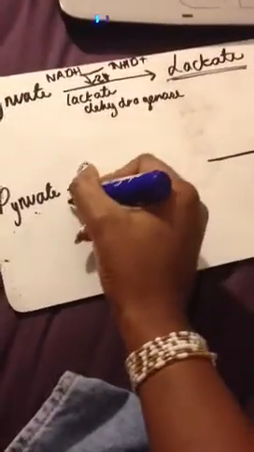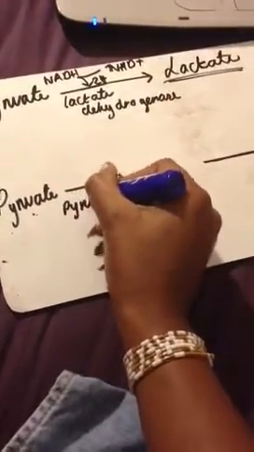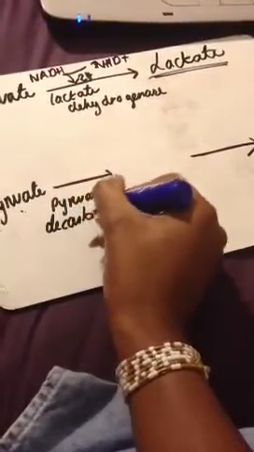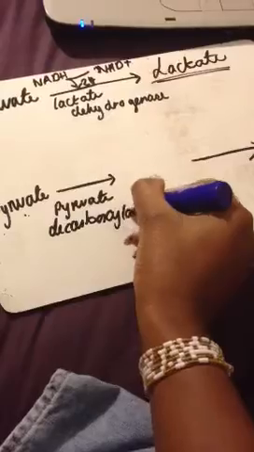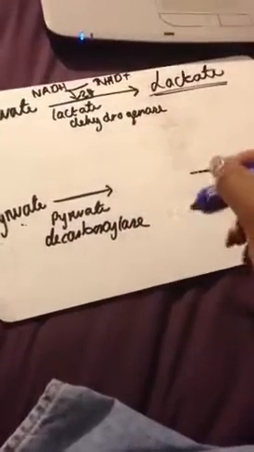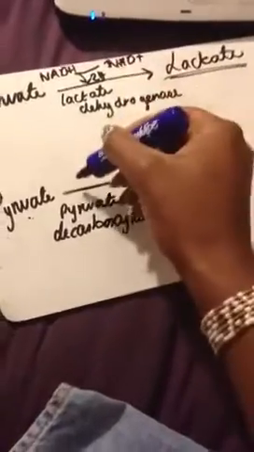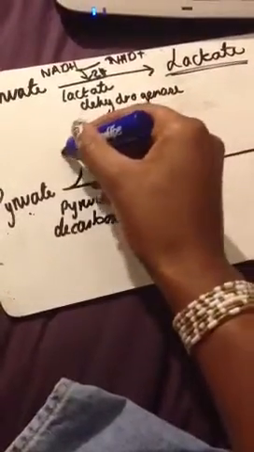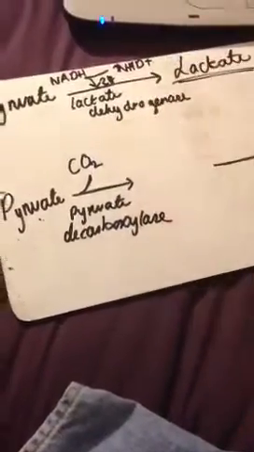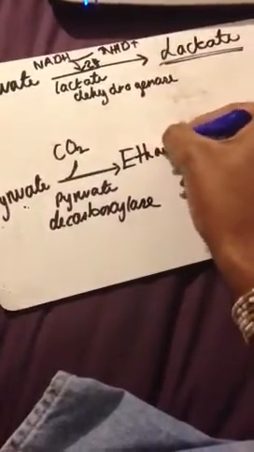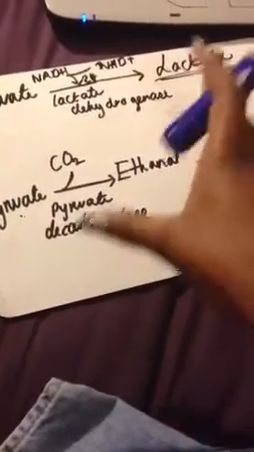compound here. What happens here is we have an enzyme called pyruvate decarboxylase. By the name of the enzyme, we can deduce that we're going to lose a carbon atom. So therefore, we lose carbon dioxide. And then we make something called ethanol. So now we've made our ethanol.